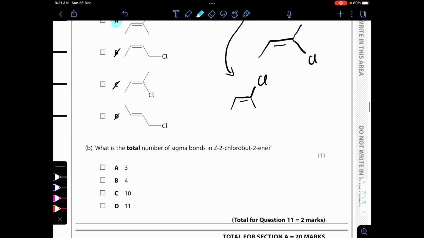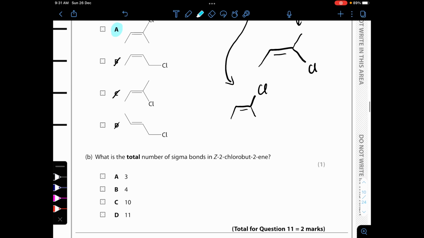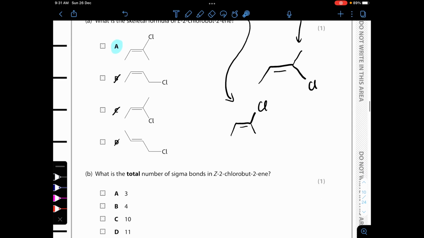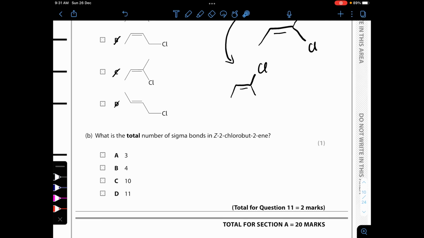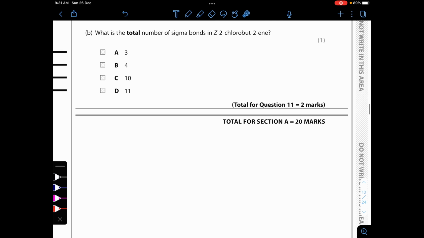Okay, now it says, what is the total number of sigma bonds in Z-2-chlorobut-2-ene? So now it's talking about Z, right? What you can do is actually draw it out. So I'll draw it out for you, so it's easier to see. We are going to draw this, and this is Cl.